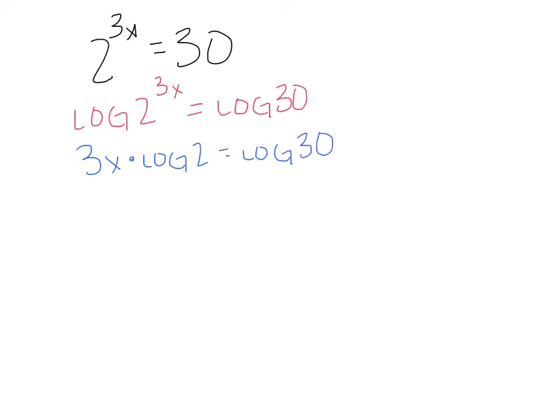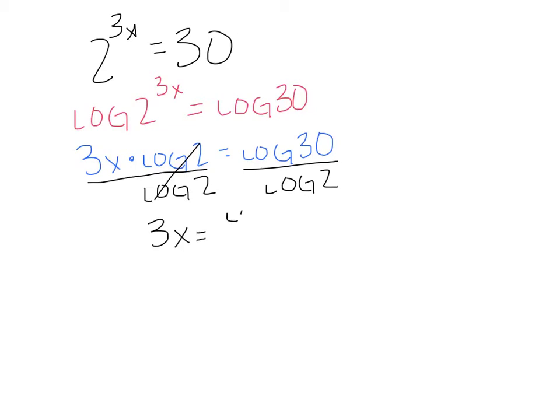Now, we need to get x by itself, so we're going to have to divide. We're going to have to divide twice, or once, but by two things. Just to make it really clear what I'm doing, I'm going to divide first just by the log of 2. That means I'm left with 3x equals the log of 30 over the log of 2. We can divide by 3 now, or we can change bases now. I'm going to change bases.